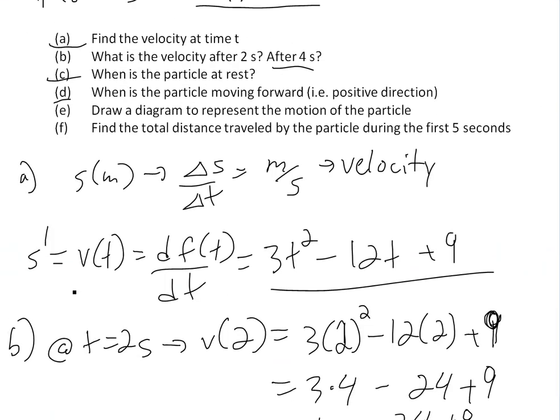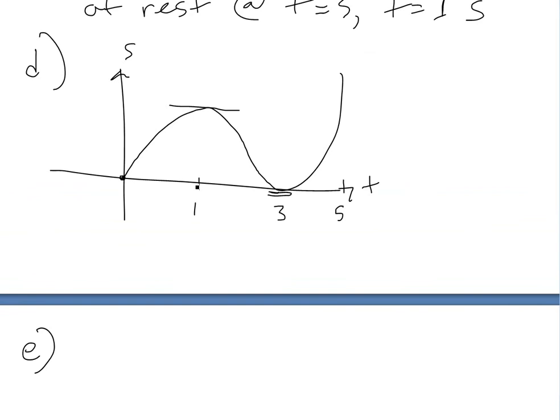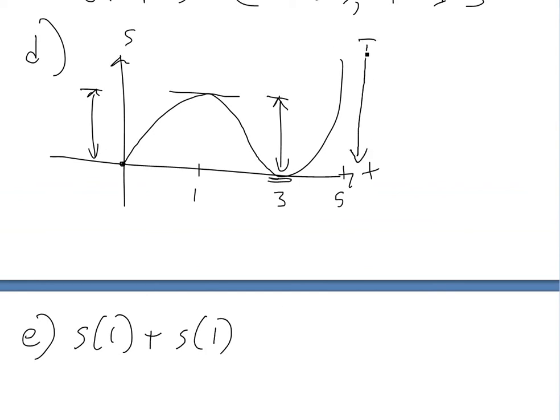Now let's see what part E was. Find the total distance traveled by the particle during the first 5 seconds. Okay, so basically the total distance. In this case, it stopped here. So we're going to have to go s of 1, and then it walks all the way up here, then walks backwards. So s of 1, and then it walks backwards, it's going to be the same thing. So we could just plus s of 1 here, and then it goes up all the way here, and that's just s of 5.